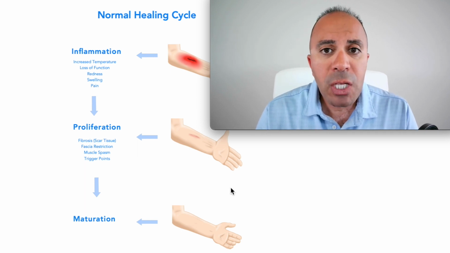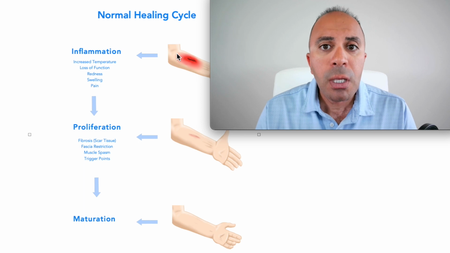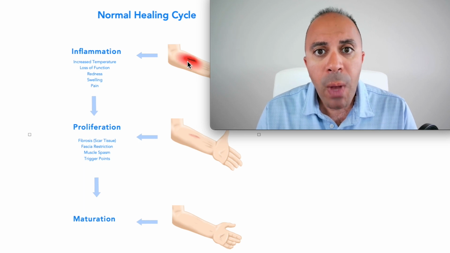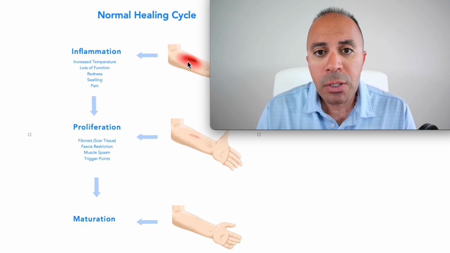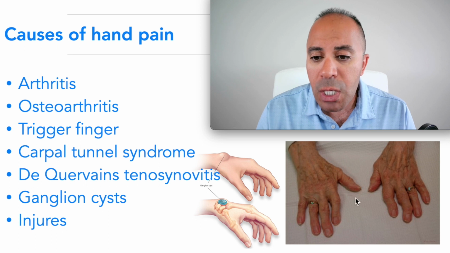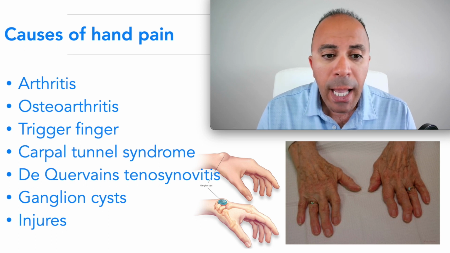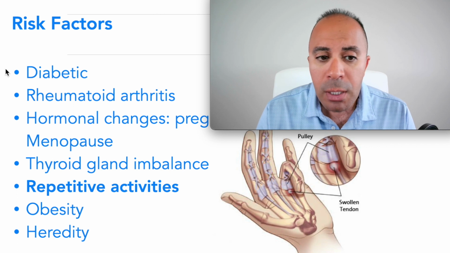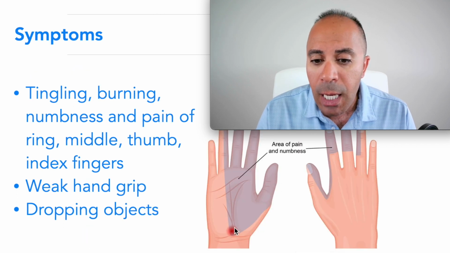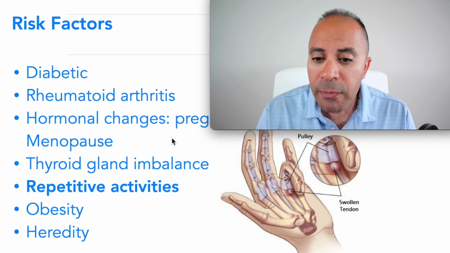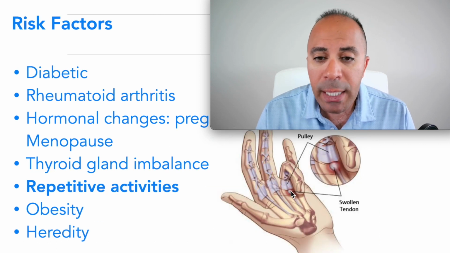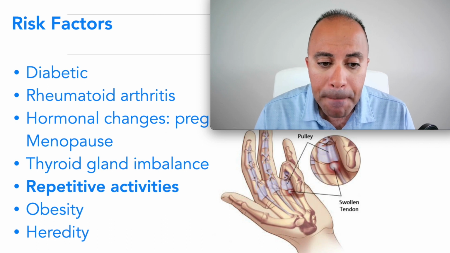So the first stage of healing is the inflammation. You can see in the first image swelling, redness, the blood starts to rush to that area, and you start to experience pain. And you can see in conditions with arthritis, you can see that swelling in the joint, and in the carpal tunnel, you can see it in here, swelling and inflammation in this area. And also in the trigger finger, you will have the swelling and the inflammation in this area.